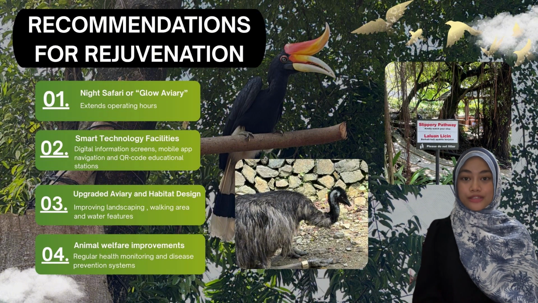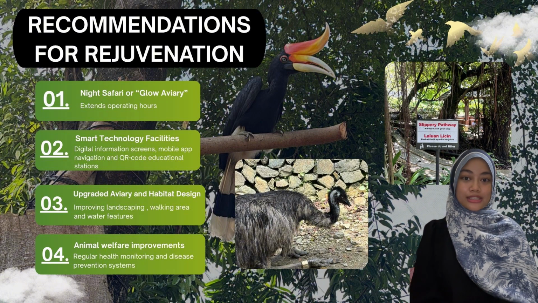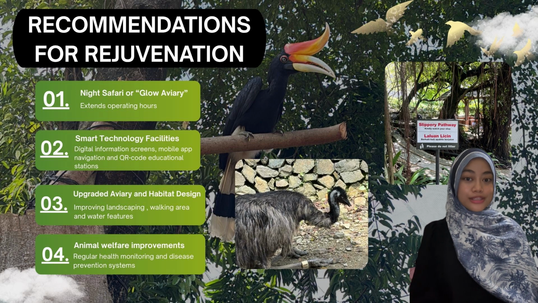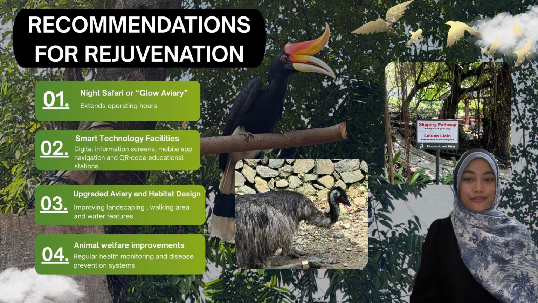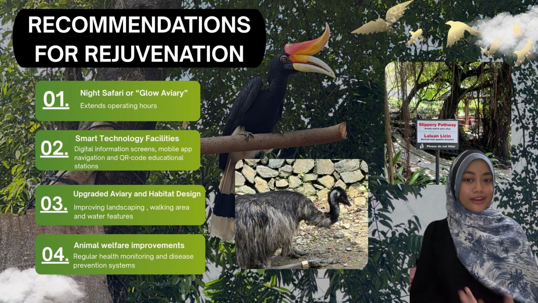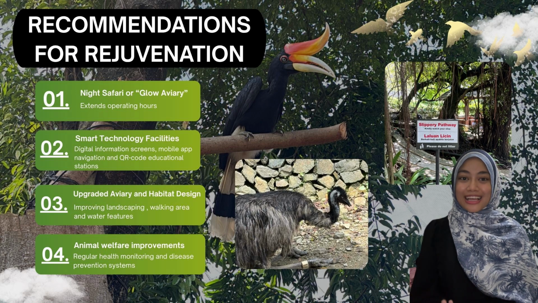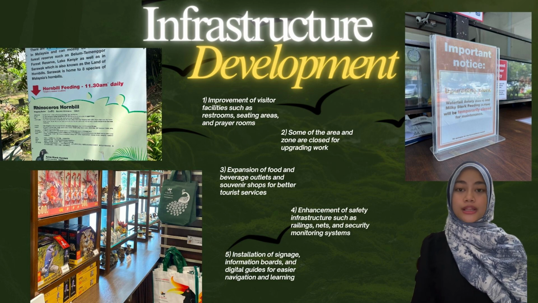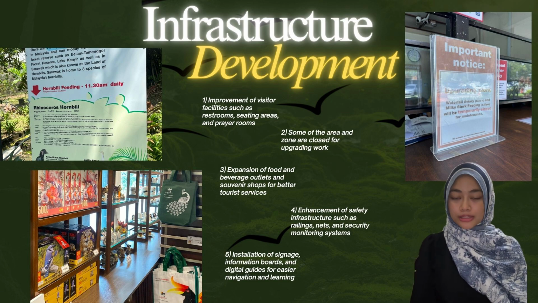Then, the smart technology facilities. Digital information screens, mobile app navigation, and QR code educational systems can help make the park more attractive to visit. Hence, upgraded aviary and habitat designs can help in terms of improving landscaping, walking areas, and water features. Lastly, animal welfare improvement, with regular health monitoring and disease prevention systems to keep the birds in a good health and safe habitat.